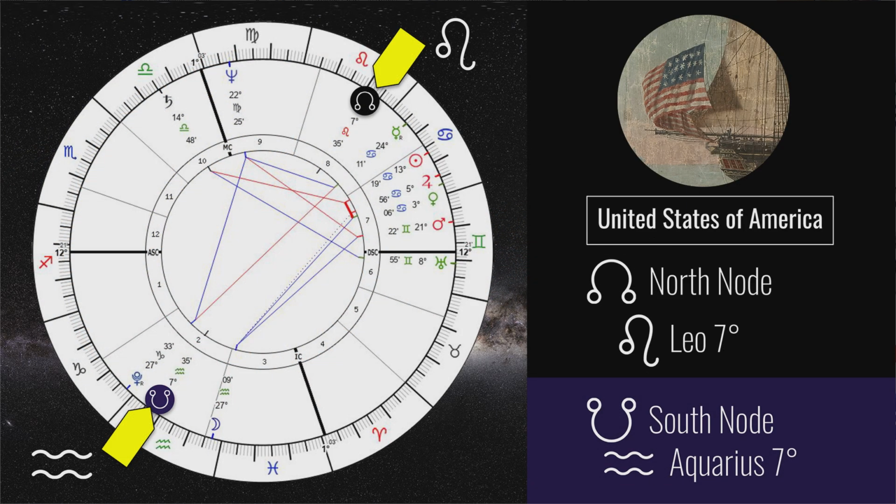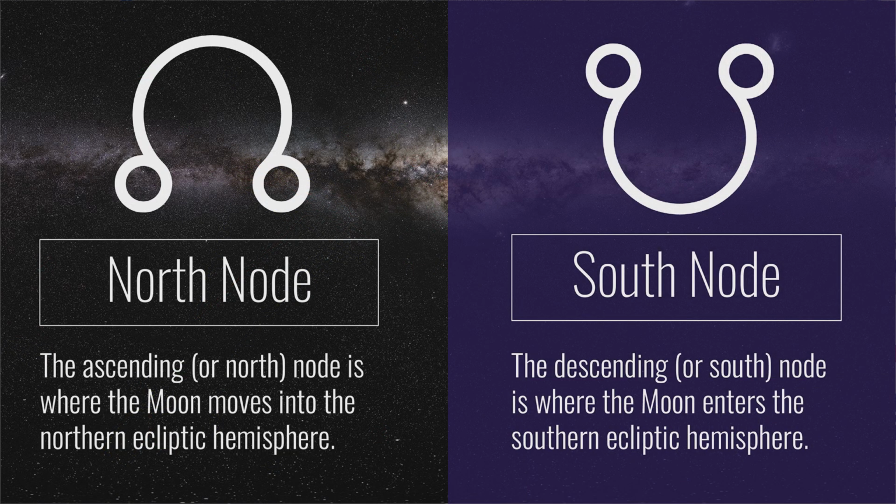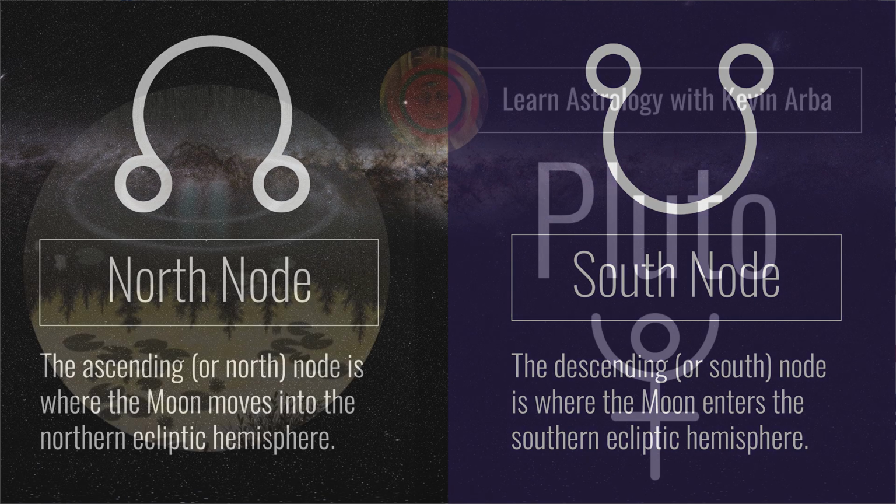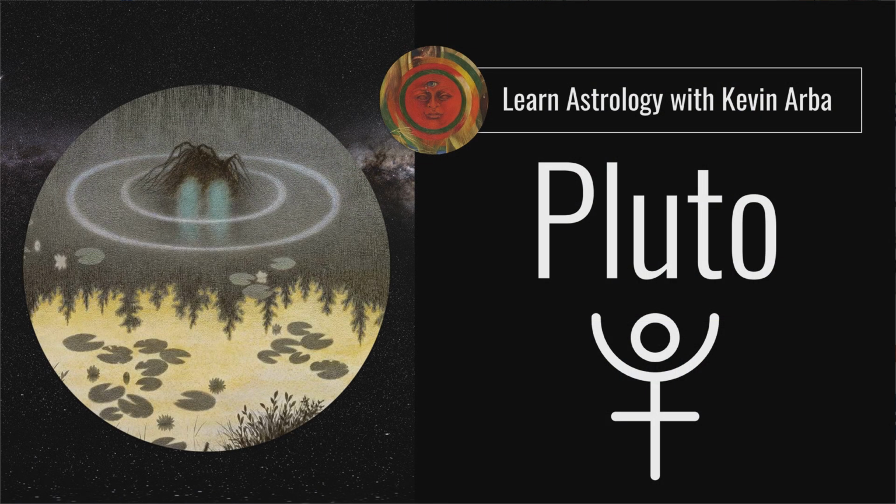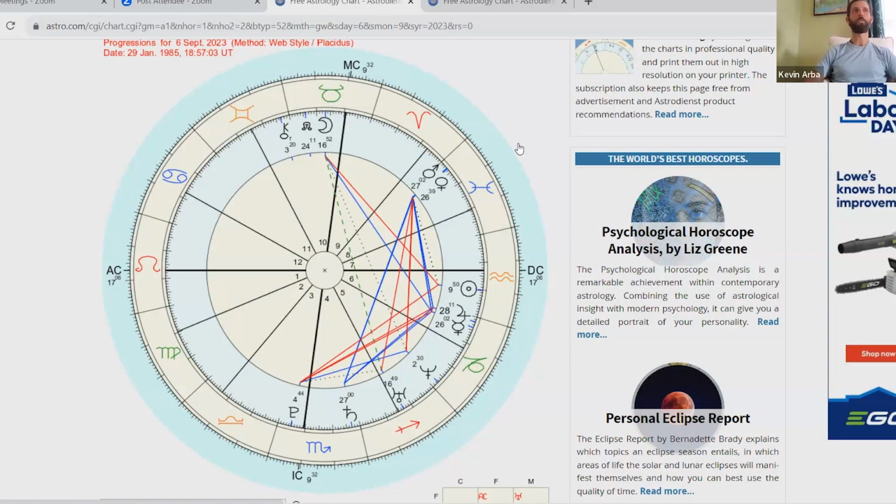nodes will also move through there, so eclipses will be in that region as well. And Pluto will also be returning to where it was when the U.S. Constitution Bill of Rights was made. So, yeah, we'll see what happens there.